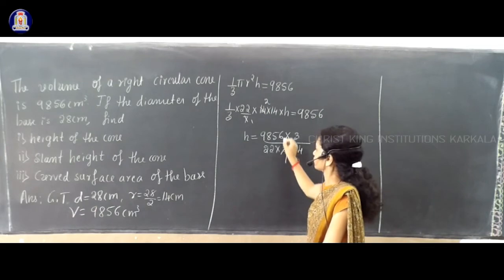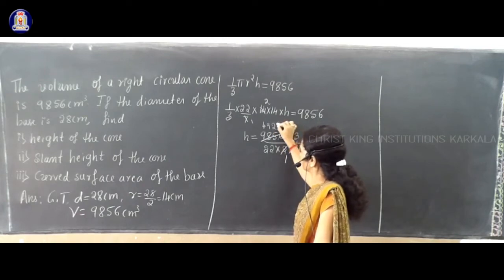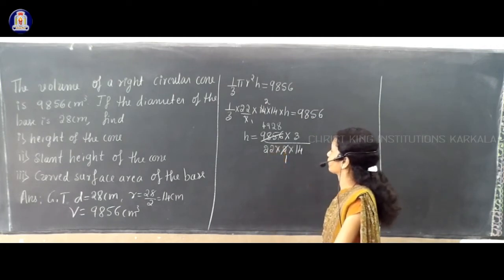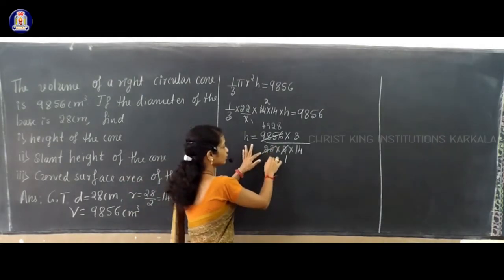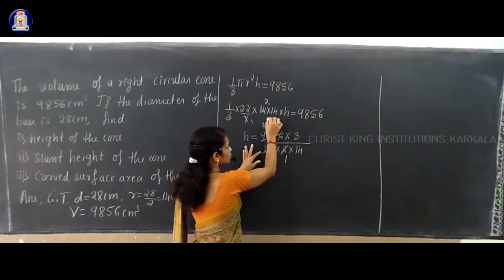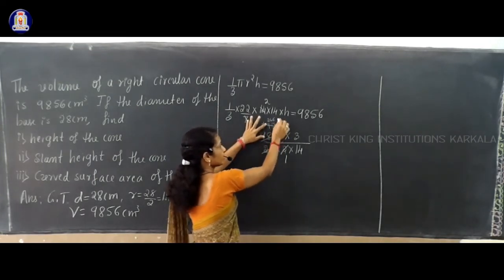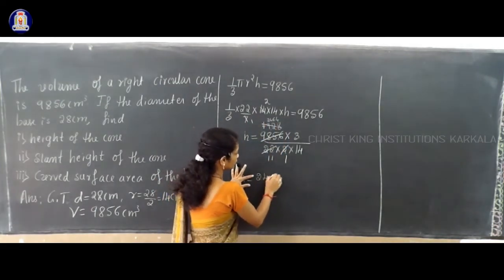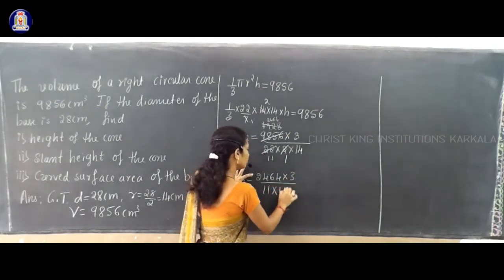Here you can cancel this and this by 2. I'll cancel by 2 once, 2 4 times 8, 1 left 18, 9 times, then 5, 2 times, 1 left 2, 8 times. Okay. And again you can cancel by 2. I will write down that again. H is equal to 2464 into 3 divided by 11 into 14.